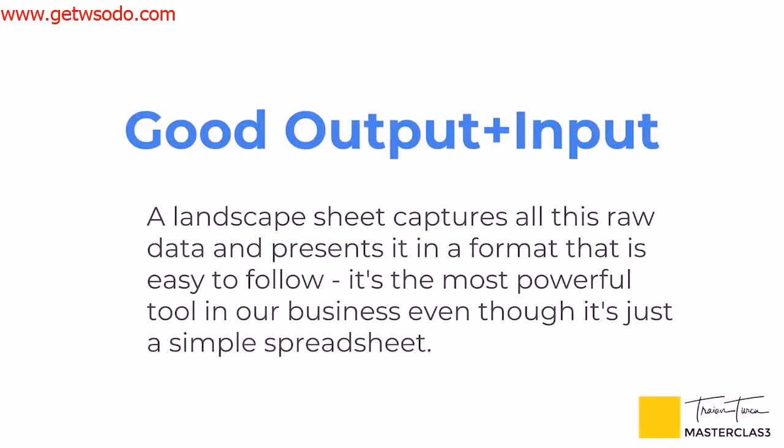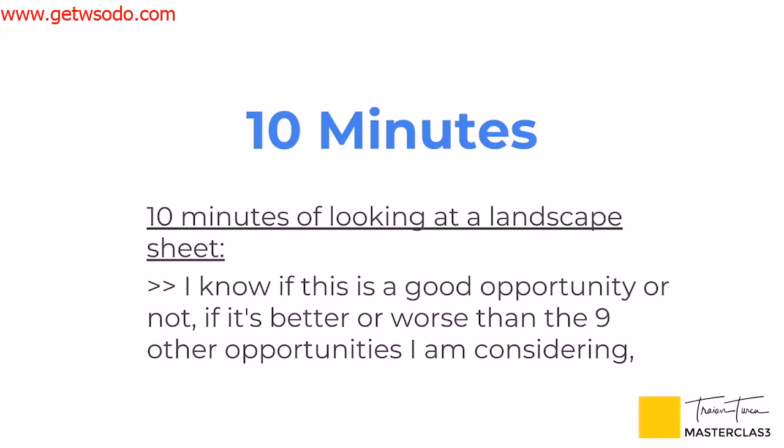It's also good output and input. A landscape sheet captures all this raw data and presents it in a format that is easy to follow. It's also very systematic, so a VA can easily follow the SOP. It's the most powerful tool in our business, even though it's just a simple spreadsheet. Even in as little as 10 minutes of looking at the landscape sheet, I know if this is a good opportunity or not, if it's better or worse than 9 other opportunities I'm considering.